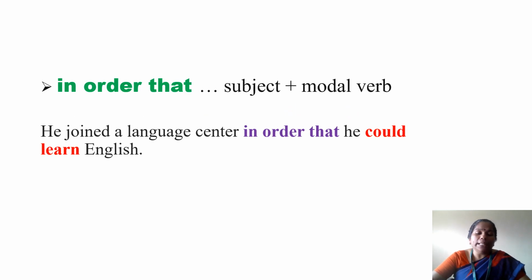Next is in order that. This connective should also be followed by a subject along with the modal verb itself. Look at this example now. He joined a language center. Why did he join the language center? In order that he could learn English. See, he is the subject. This is followed by a modal verb. This modal verb is nothing but the past form of a modal. The entire statement is indicating a past action. That is why we are using a past modal here. He could learn English.